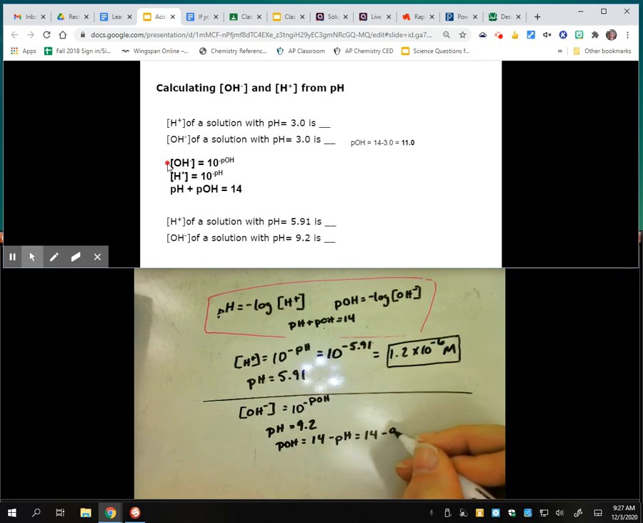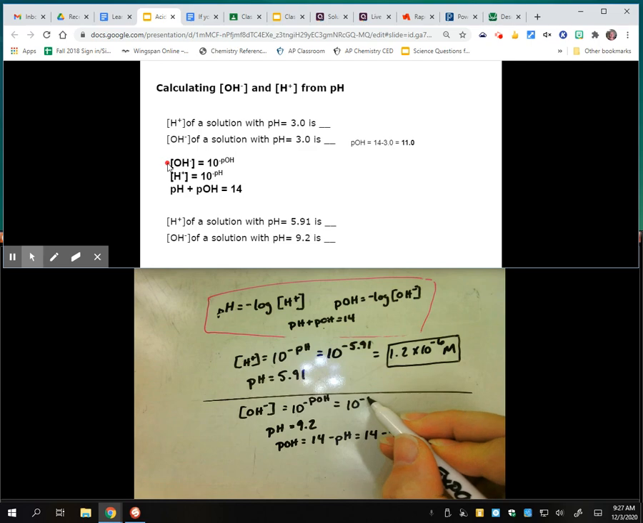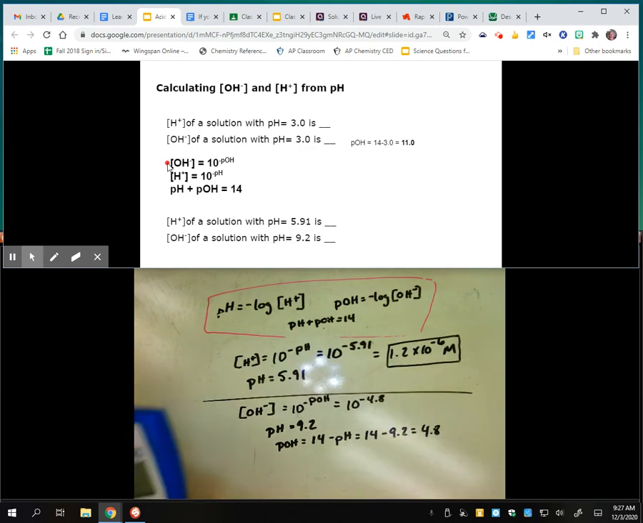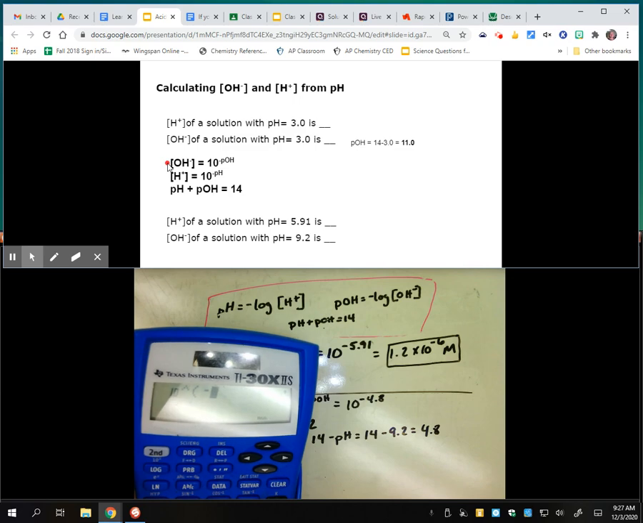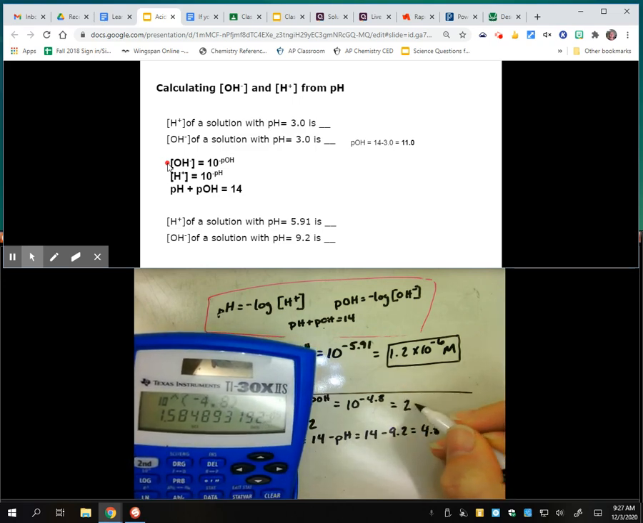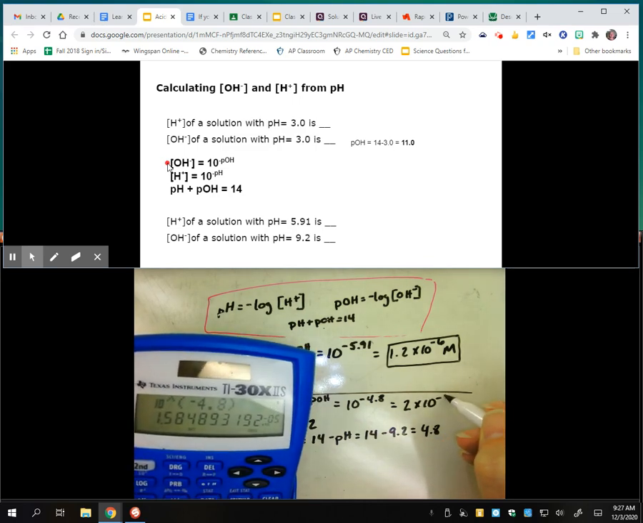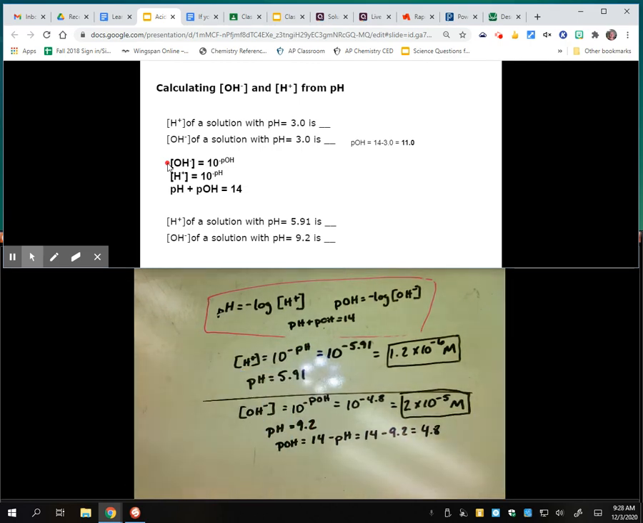So 14 minus 9.2, and I get 4.8. Now that's my pOH, and that needs to go in here: 10 to the negative 4.8. So what I'm going to do is second log, negative 4.8. And it's 1.5, so I'm going to say that this is 2 times 10 to the negative 5. And again, it's square brackets, so that means molarity, and that would be the correct answer for this one.